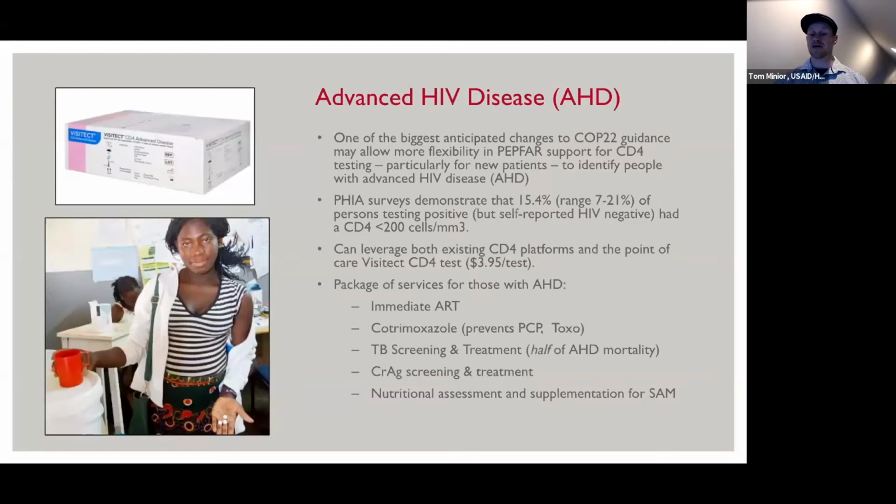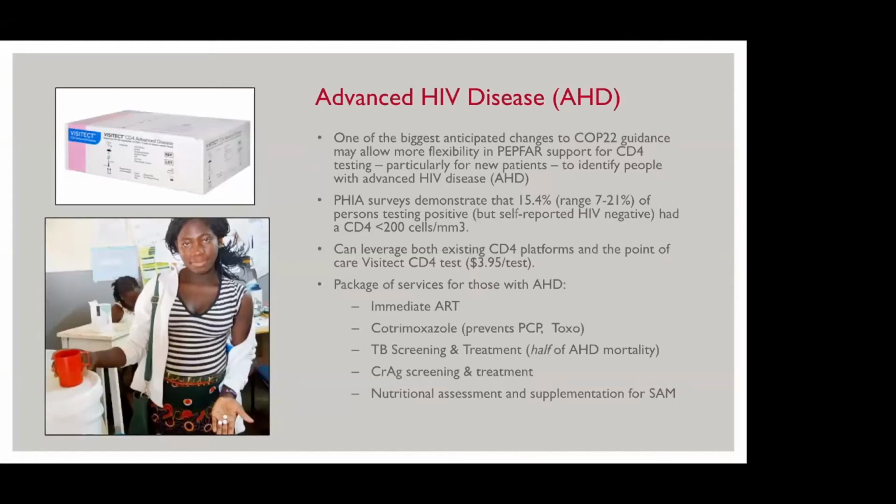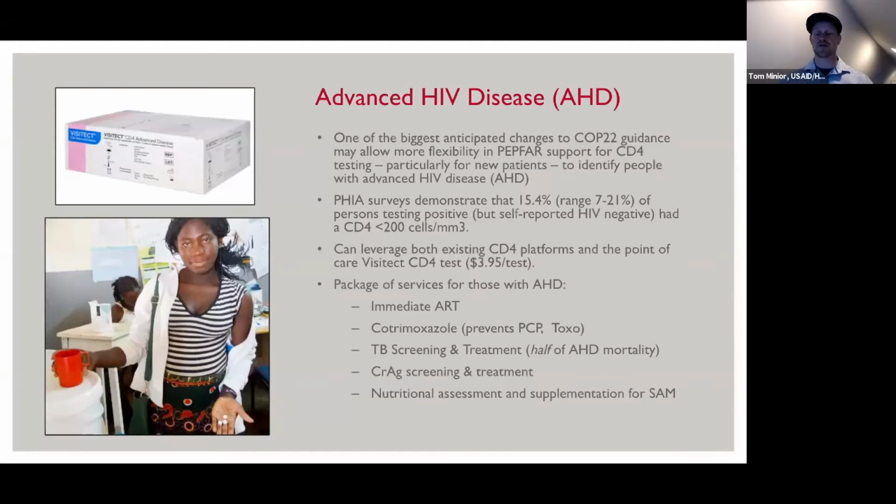So that said, we'd really like to emphasize for those new patients coming in, as well as patients who've returned to care after an extended period, say a year away from ART, to receive a CD4 test to see whether or not they can get that package of services that helps prevent mortality in those with advanced disease. Immediate ART is going to happen regardless, but certainly cotrimoxazole, TB screening and treatment, that's half of our advanced disease mortality right there. Crypto screening and treatment, and where appropriate, nutritional assessment and supplementation for severe acute malnutrition.